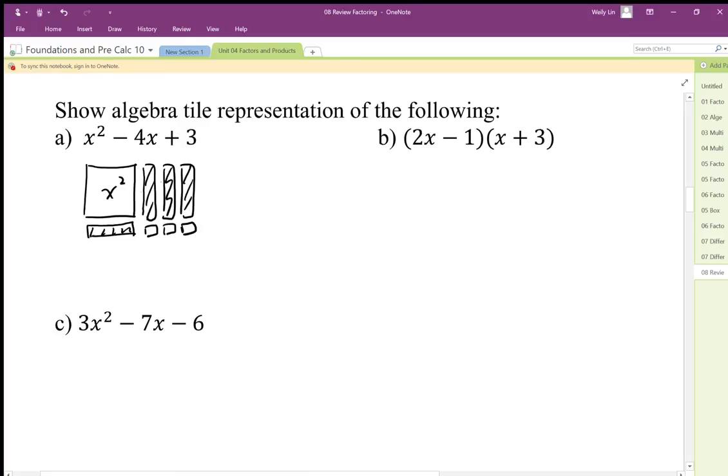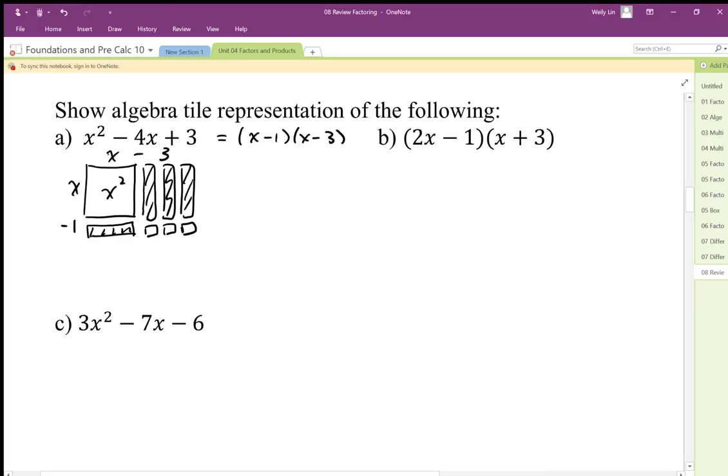Again, the shading doesn't really matter to me as long as you're consistent. So if my positives are white, my negatives are black, or vice versa. Since we have a rectangle here, I can write this as length and width. So we can factor this into x minus 3, x minus 1.